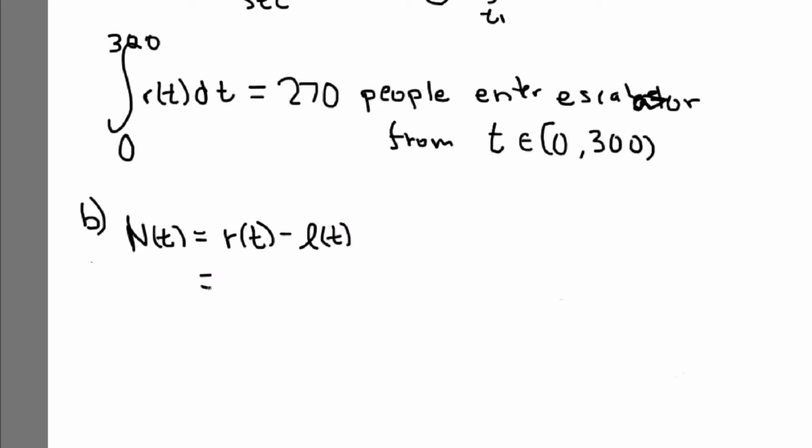R of t we know. I'll leave it as just R of t. And L of t is given as 0.7. Both of these are, and that's equal to n of t. And again, the unit for these is people, which I'll abbreviate as ppl, per second.